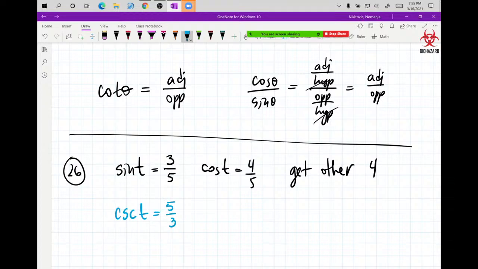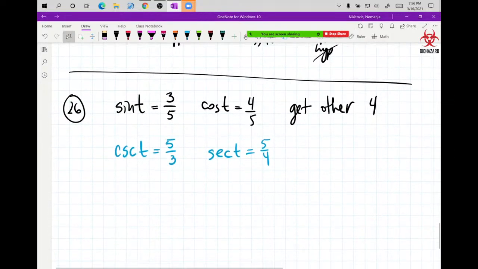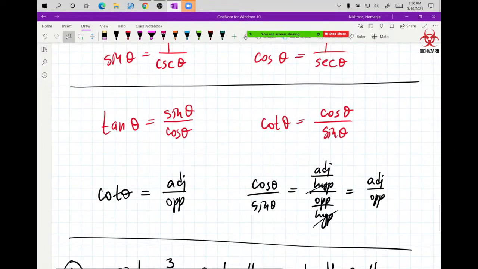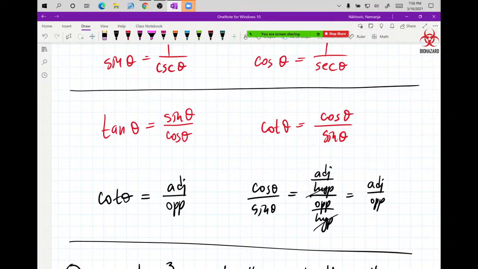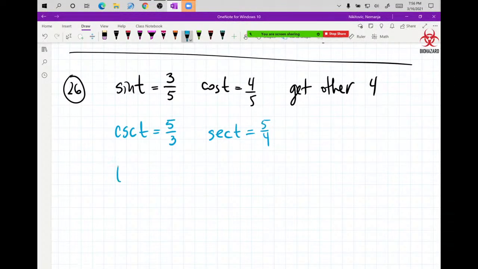Because the cosecant is 1 over sine, and that's just going to flip. The secant, which is the flip of cosine, is going to be 5 over 4. Perfect. And I just talked about these two equations, that for the tangent, you can divide sine by cosine. Tangent t is going to be sine t divided by cosine t, and that is 3 over 5 divided by 4 over 5, which is 3 over 4.